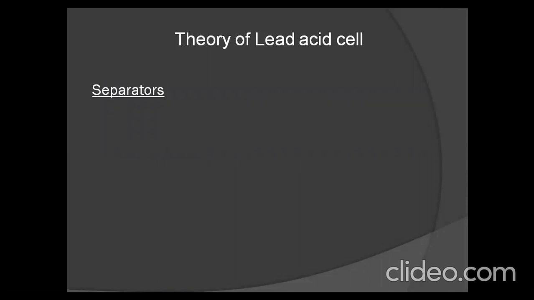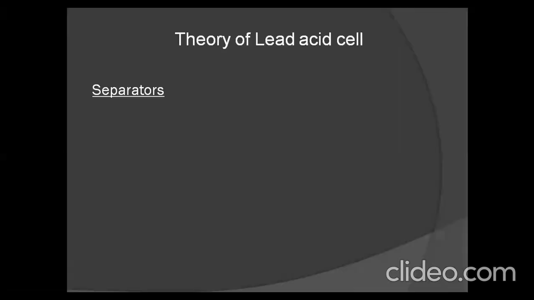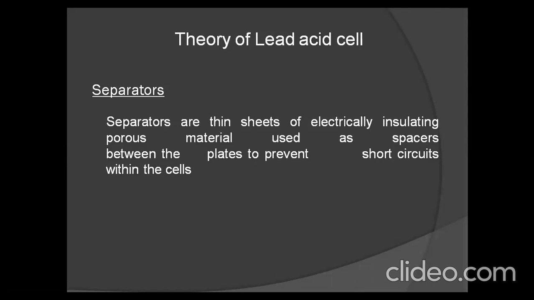Separators are another important part of lead acid battery. The separators are thin sheets of non-conducting material made up of chemically treated lead wood, porous rubbers, or mats of glass fiber, and placed between positive and negative plates to insulate them from each other. Separators are grooved vertically on one side and are smooth on the other side.